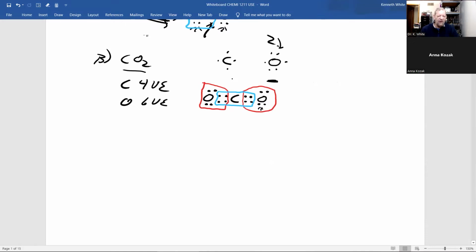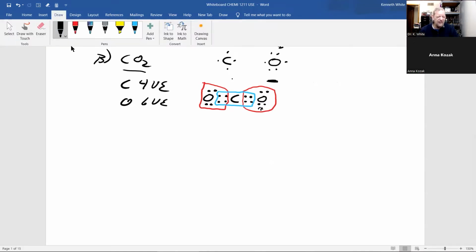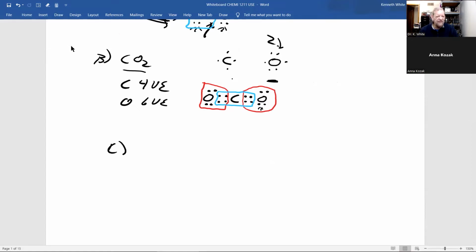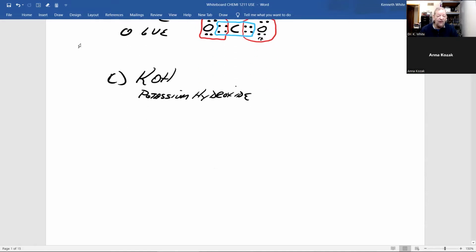Now, let's do one more that I'll do. Then I'd ask you to try this on your own. Let's draw the Lewis structure for this compound. It's called potassium hydroxide. And it's an important chemical used in the chemical industry. Later on, I'll teach you it's a very strong, what we call a base. So how do we do this?